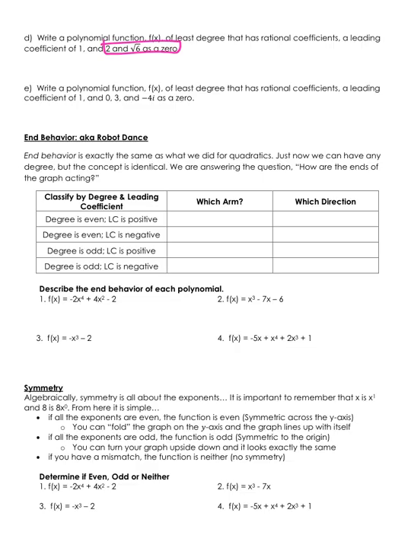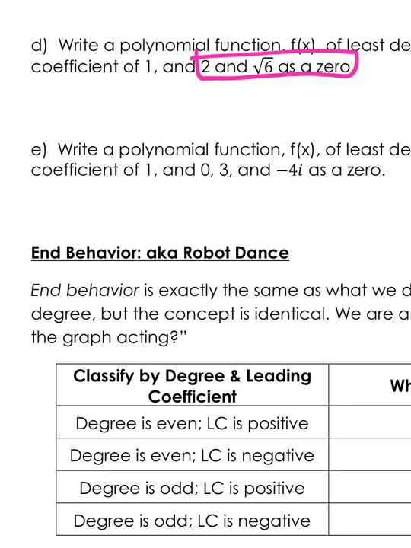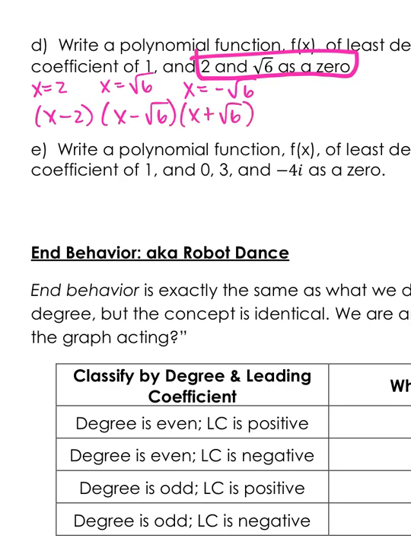So I'm going to write my zeros. I'm going to zoom in a little bit. So I've got x equals 2. I have x equals square root of 6. But because of my irrational root theorem, I also know that x equals the negative square root of 6. So I'm going to write my factors. This is x minus 2. This one is x minus radical 6. This one is x plus radical 6.